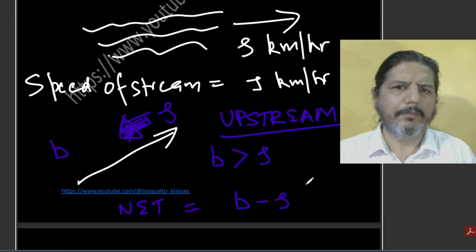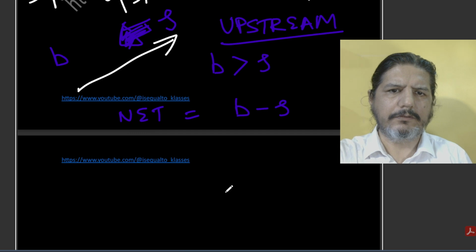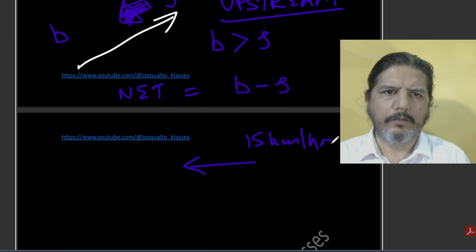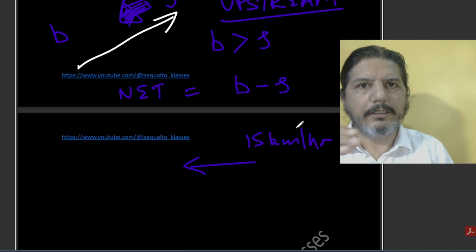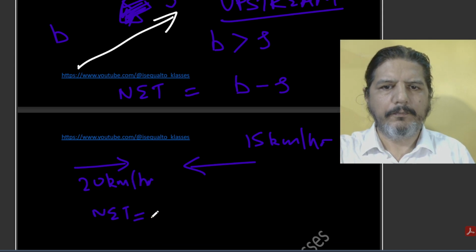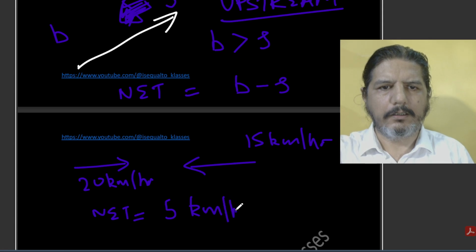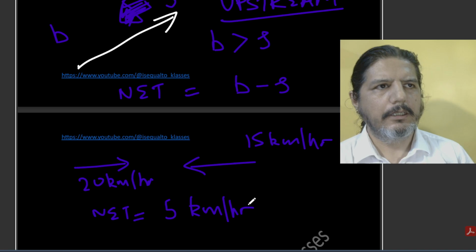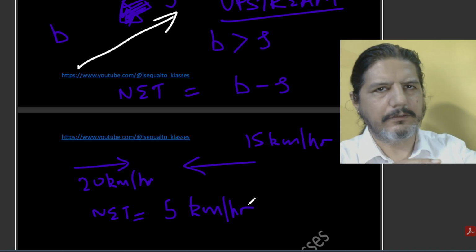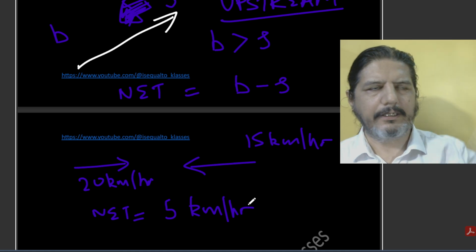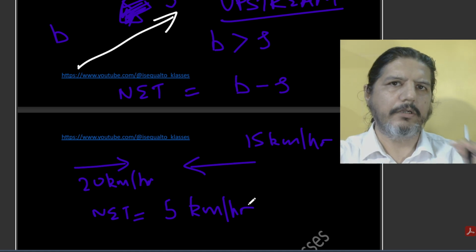So if you want to take an example, so let us say that the stream is coming at 15 km per hour. So the speed of the boat should be 20 km per hour, and that is why the net speed of the boat would be 5 km per hour. So this is what happens when we are going upstream. Upstream implies you are going against the stream. The river is coming or the stream is coming from the opposite side and you are going from this side. That is what is called upstream.